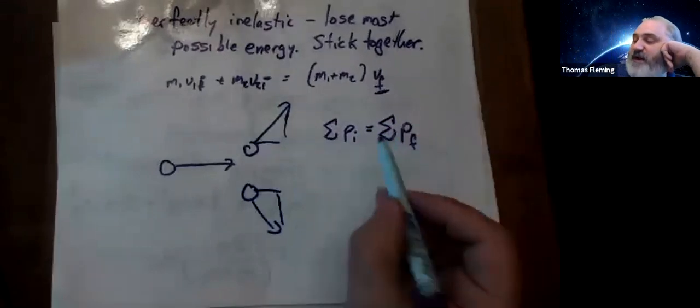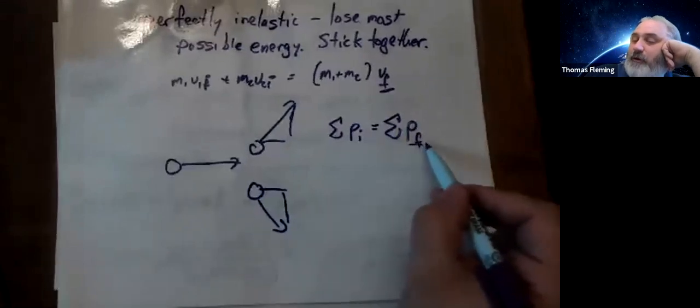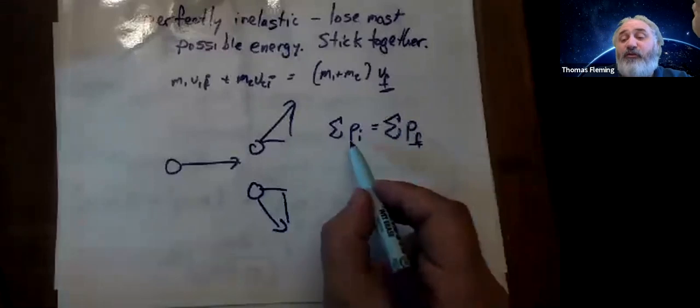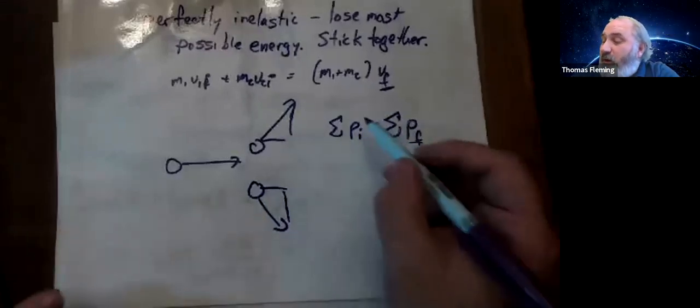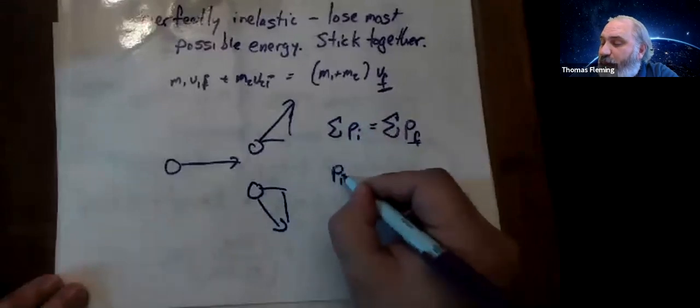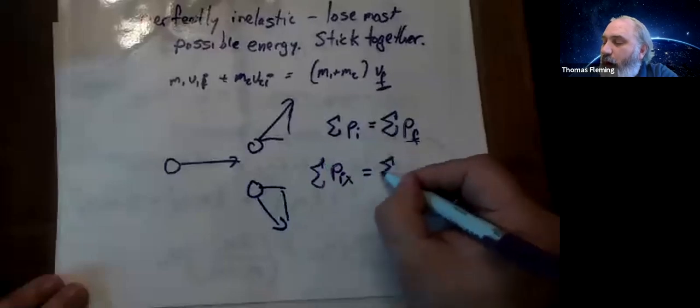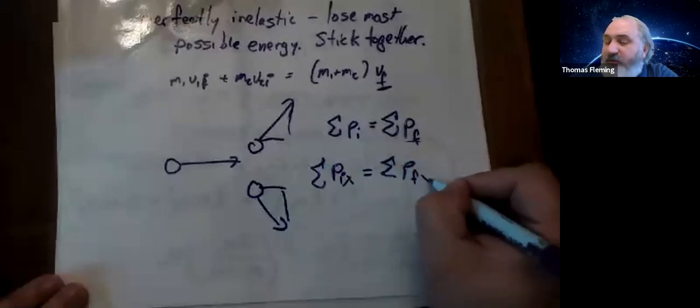right? This is saying if I add up all the momentum before, it equals what I get when I add up all the momentum after. But since I'm adding up vectors, you have to add them like vectors, which means when I'm adding up all the vectors, I have to do it separately. I have to do all the momentum before in the x direction, and that should equal all the momentum after in the x direction.